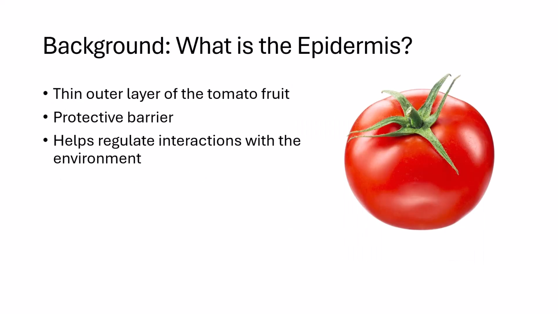The epidermis is the outermost layer of cells on the tomato fruit. These cells form a protective barrier that helps reduce water loss, protect against pathogens, and manage how the fruit interacts with the environment. Because epidermal cells are at the surface, their structure is adapted for protection. So we'll pay close attention to cell walls and how these cells fit together.